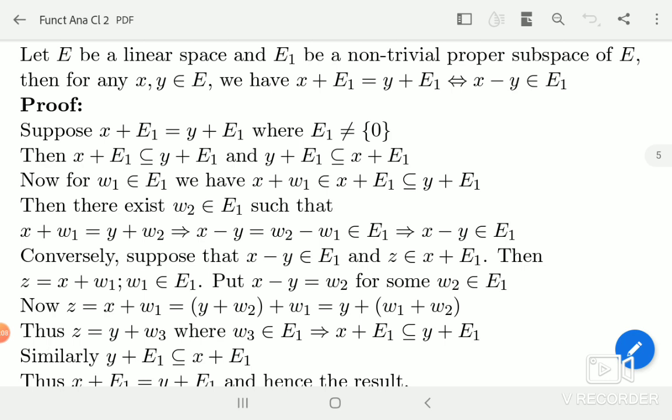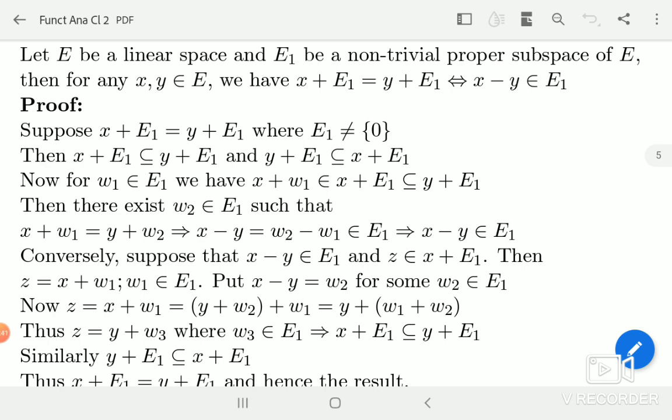Now we are moving on to the converse part. Conversely, suppose that x minus y is an element of E1. We have to prove that the two cosets are the same. If I have to prove that A is equal to B, then I have to prove that A is a subset of B and B is a subset of A. So I will take one element from A and prove that it is in B. Here I am taking Z an element of x plus E1. Then Z will be equal to some x plus W1, where W1 is an element of the subspace E1.